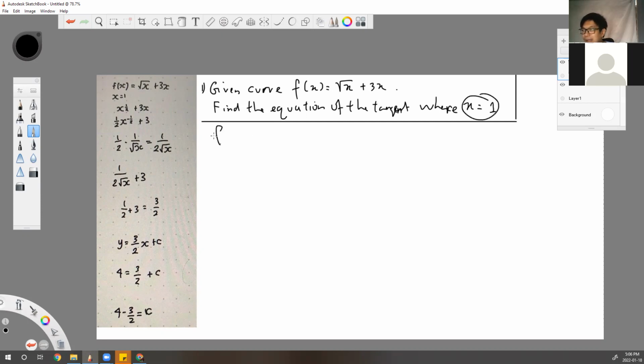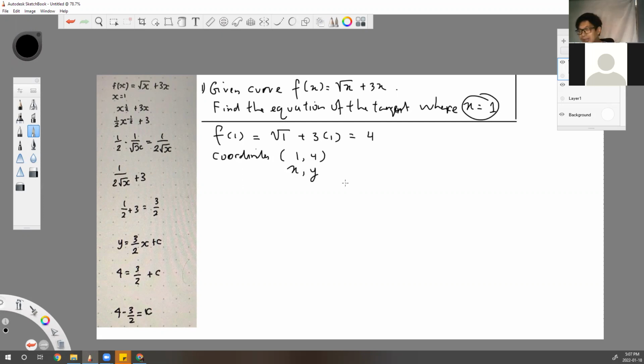So you need to put f(1). So f(1) is square root 1 plus 3 times 1, right? So it is 4. So the coordinates, okay, 1 plus 3 equals 4, that's simple, is (1, 4). This is for x, comma y, right?